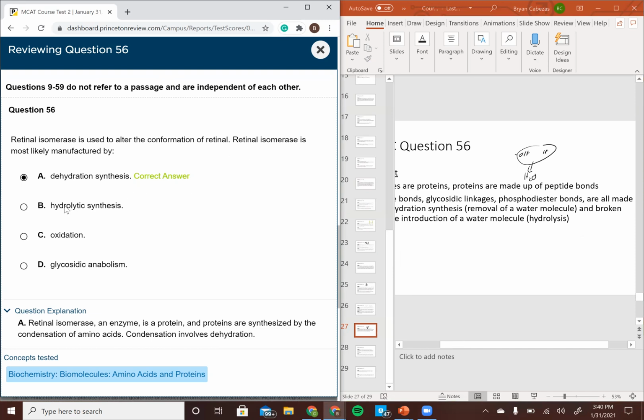Let's look at the other options. This is hydrolytic synthesis. Not really. Hydrolysis is usually something you use to cut things. For example, we created proteins, carbohydrates, nucleotides and lipids with dehydration. The things that cut them, like lipases, proteases, nucleases, or for carbohydrates amylases, add a water molecule to reform these groups so they can separate monomers. So hydrolytic synthesis is kind of a weird term here, like destruction, create. It's kind of odd. Oxidation, no. And glycosidic anabolism. Well, remember, retinol isomerase is a protein, not a glyco. Glyco means sugar.